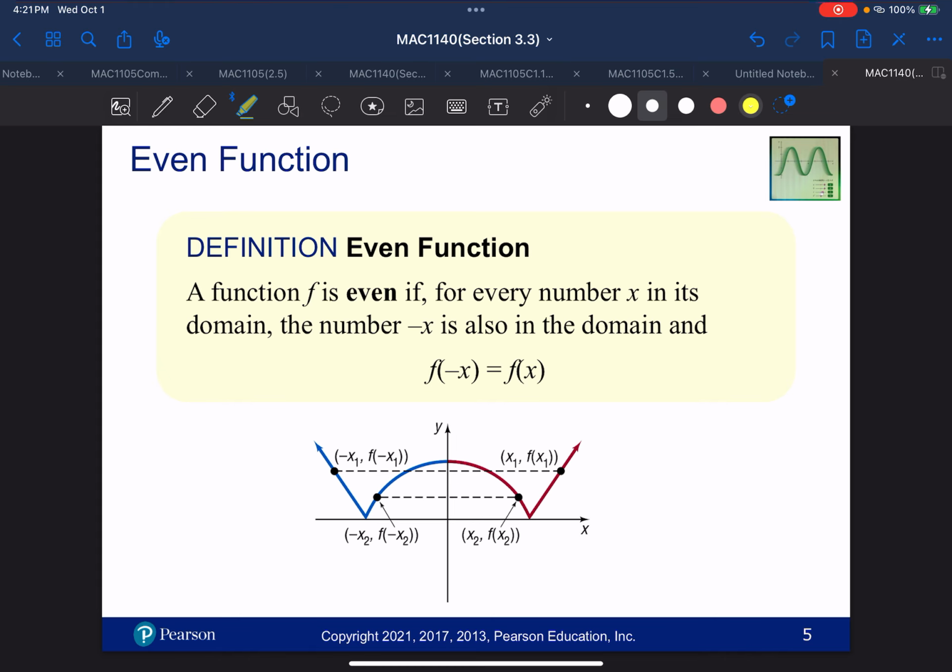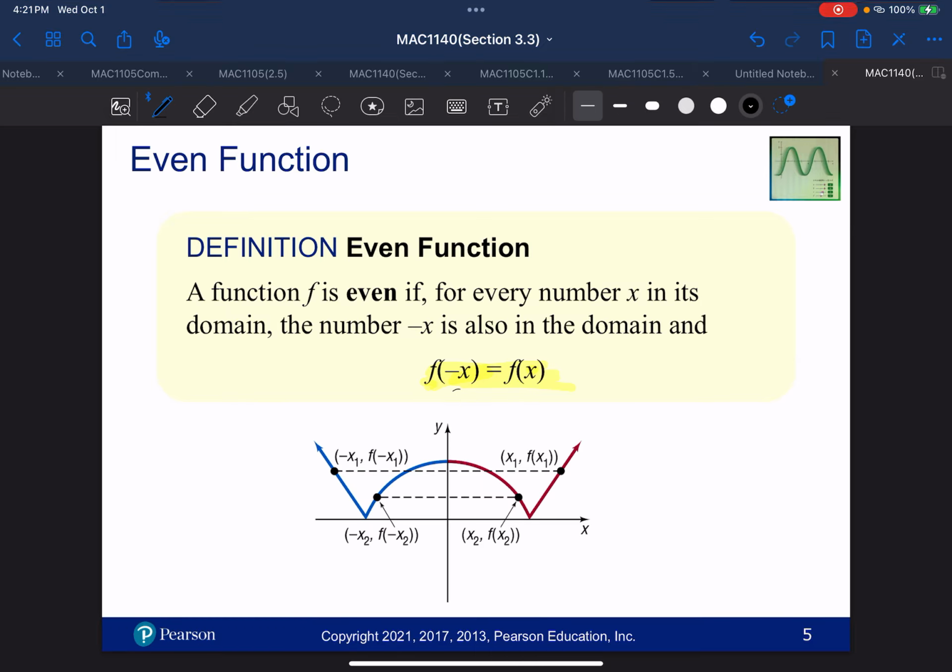Okay, so a lot of this should be a review, so I'm going to go over it pretty quickly because I don't want to make this video too long, and you can pause it and rewind it if you need to. So first of all, a function f is even if for every number x in its domain, the number negative x is also in its domain, and f of negative x is equal to f of x. So if I plug negative x in for x, then it should equal the same function, is what that says. And if that is the case, then it would be even.